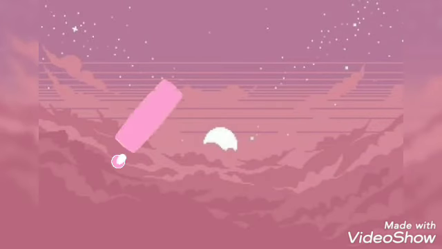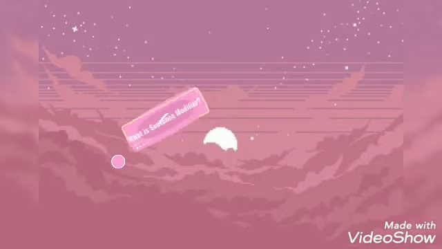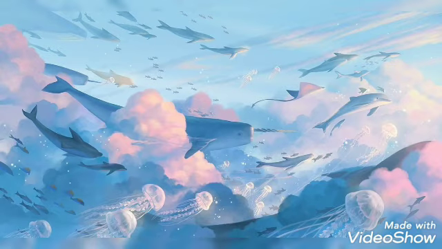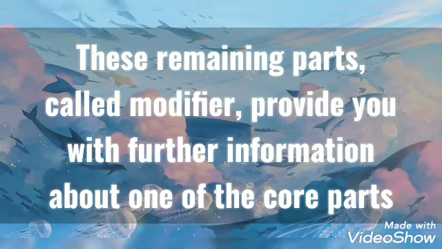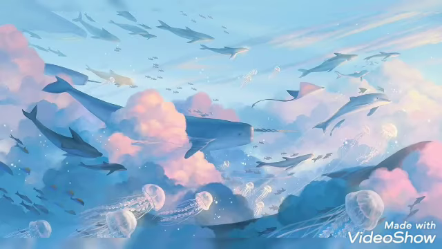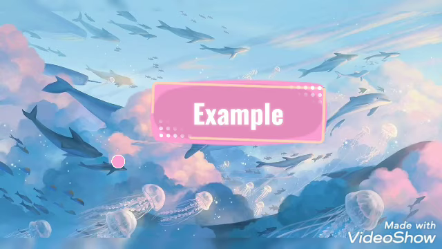Okay, now, what is a sentence modifier? Once you have identified the core parts of a sentence, the next step is to determine how the meaning of those core parts is changed or modified by the remainder of the sentence. This remaining part, called a modifier, provides you with information about one of the core parts. Notice how each of the underlined modifiers expands, alters, or limits the meaning of the following sentences.